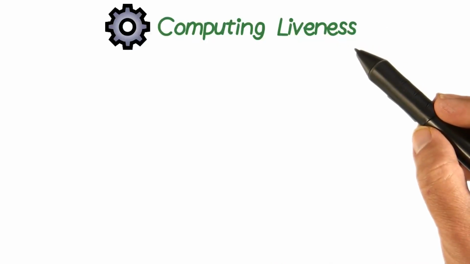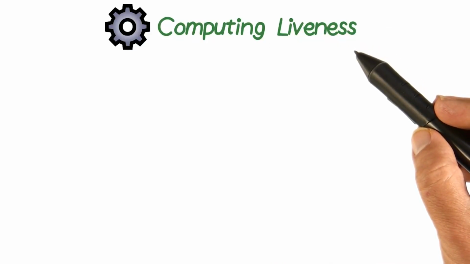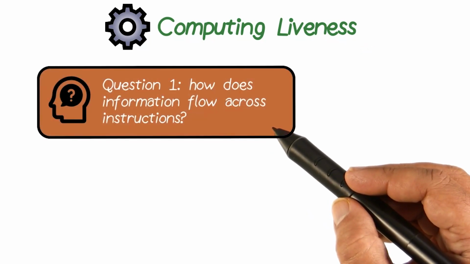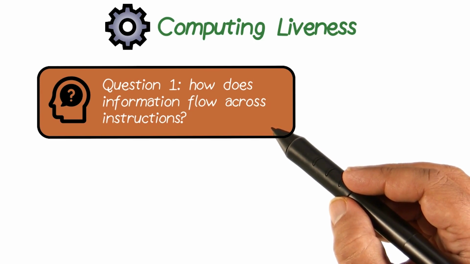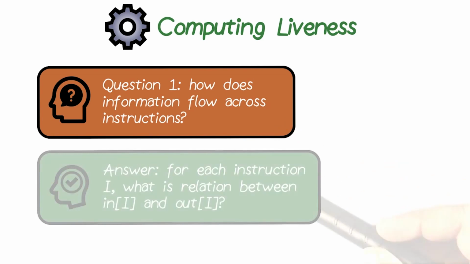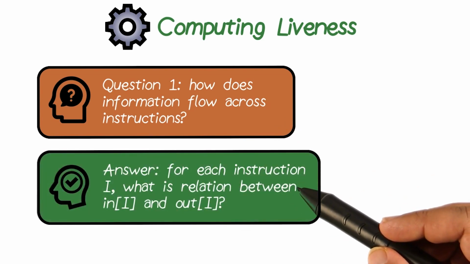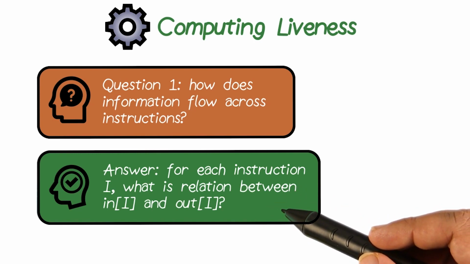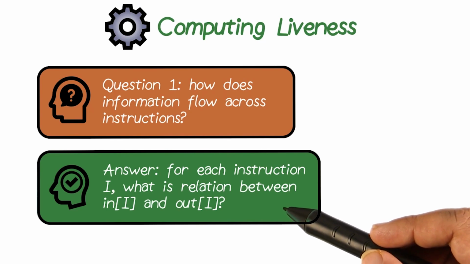So students, having seen the relationships between the instructions, the basic block and so on, the two basic questions we need to answer in terms of determining liveness are, first, how does the liveness information flow across instructions? The answer is that for each instruction I, we need the relationship between in of I and out of I. In of I determines the sets of variables which are live before the instruction executes, and out of I determines the sets of variables which are live after the instruction executes.